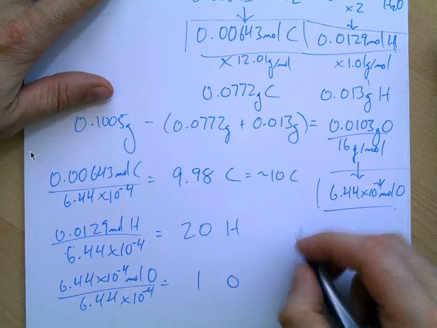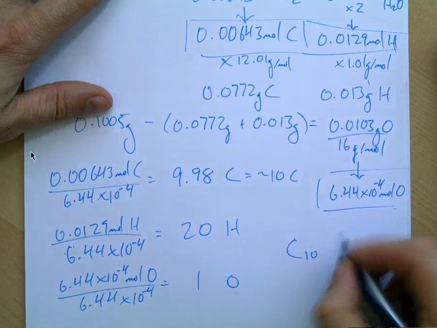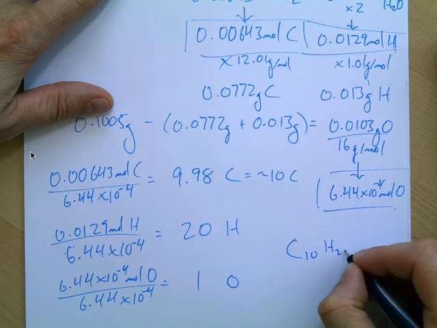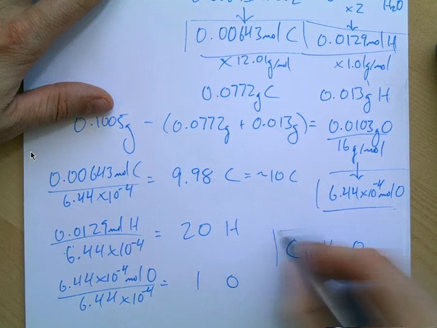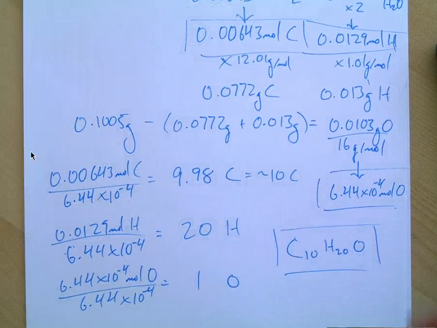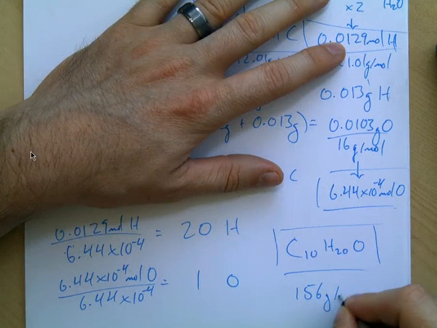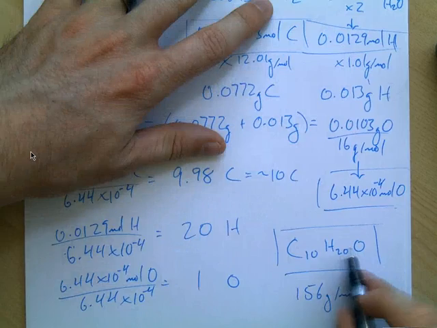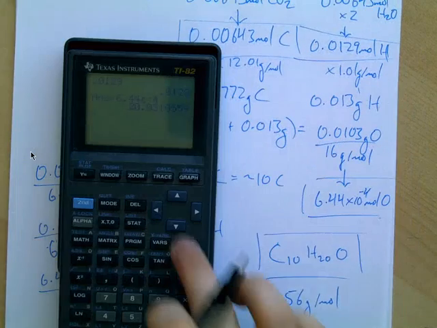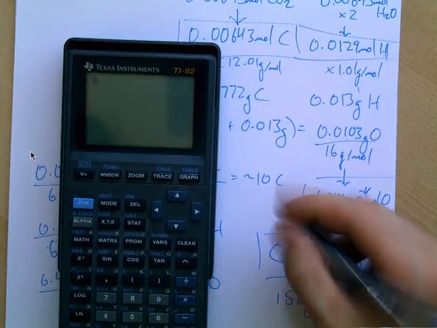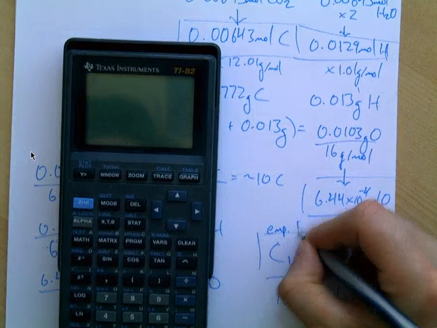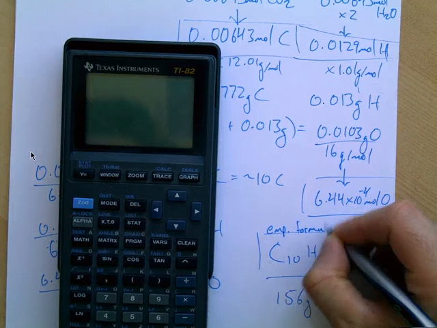So what does my formula become? C10H20O. And that's my formula for menthol. Now, if I want to figure out what the molecular formula is, I know that the overall molar mass is 156 grams per mole. So let me figure out what the molar mass of this is. So figuring out the molar mass of the menthol, this is of course my empirical formula, and I want to find out my molecular formula.